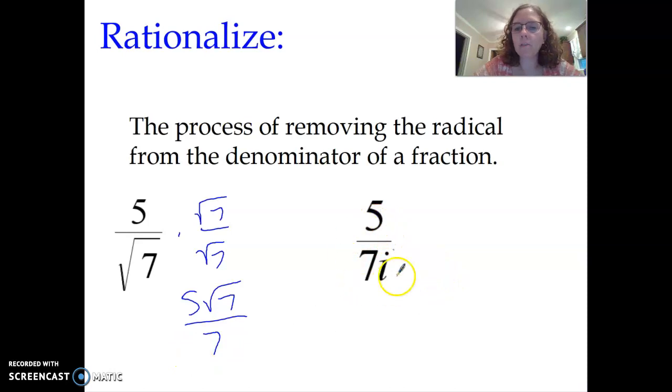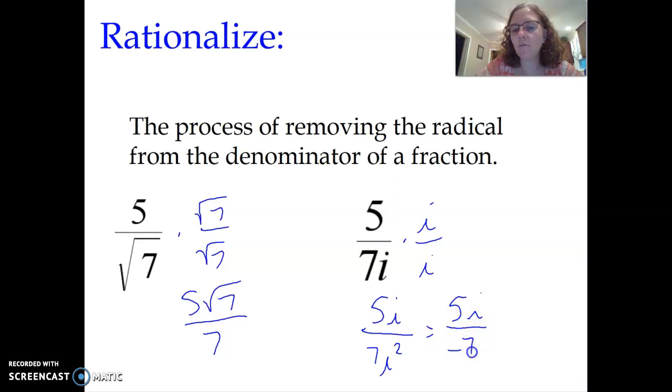Okay, so when it was imaginary, the process was very similar. The thing we need to get rid of is the I, because remember I is the square root of -1 and we can't have a square root in the denominator. So in the numerator, 5 times I, 5I. And the denominator, 7I times I, that's 7I squared. Okay, now remember from the other video, I squared is -1. -1 times 7 is -7. So in both of those cases, we just multiply by whatever it is we're trying to get rid of, and that number times itself cancels out the square root because there needs to be two things to cancel out the square root.